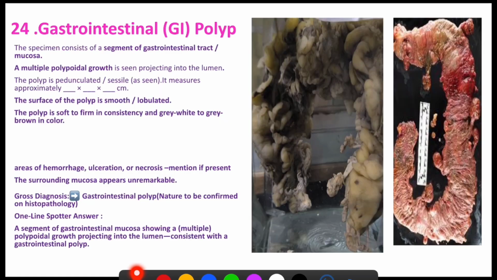This is a gastrointestinal polyp. So here in this specimen, how will you describe? This specimen consists of a segment of gastrointestinal tract, where multiple polypoidal lesions are seen, which are projecting into the lumen.